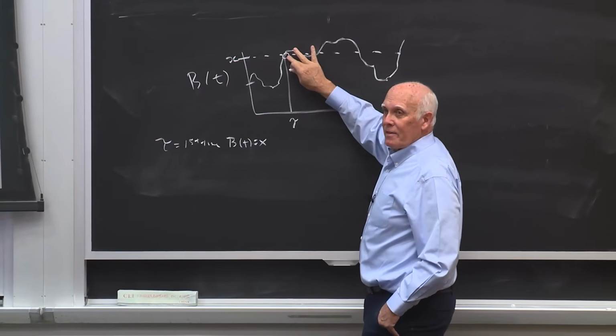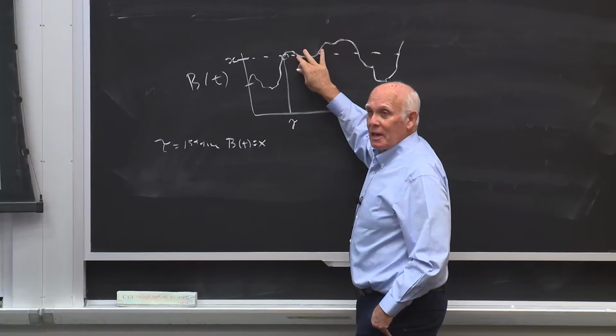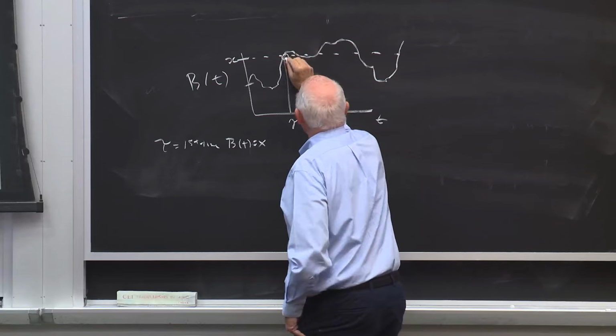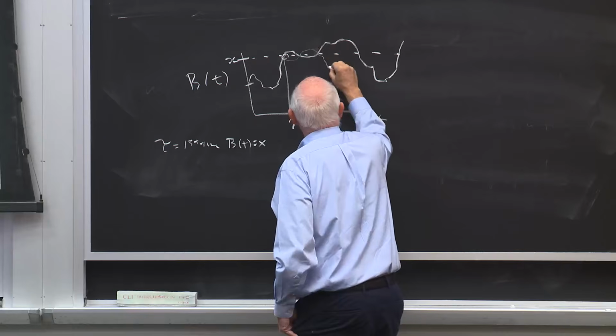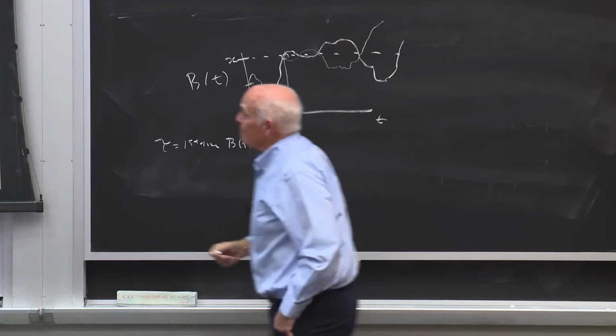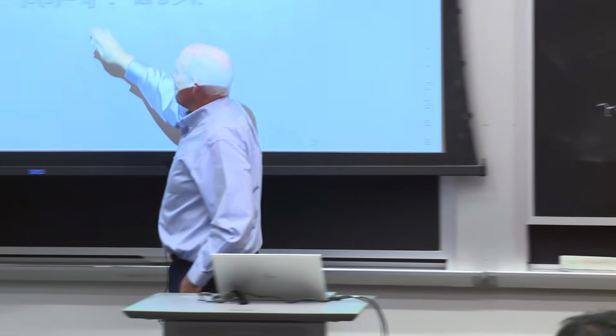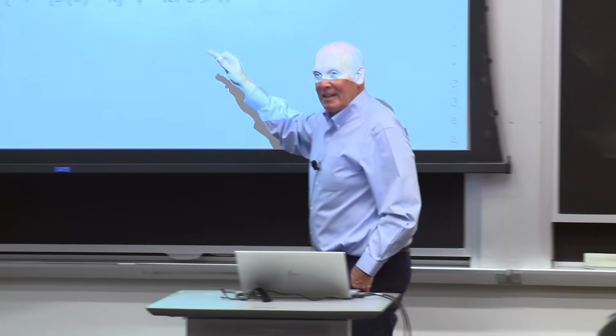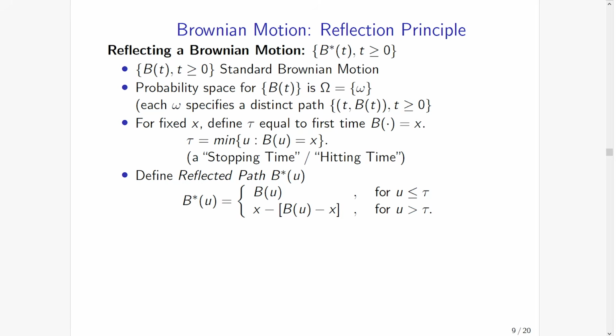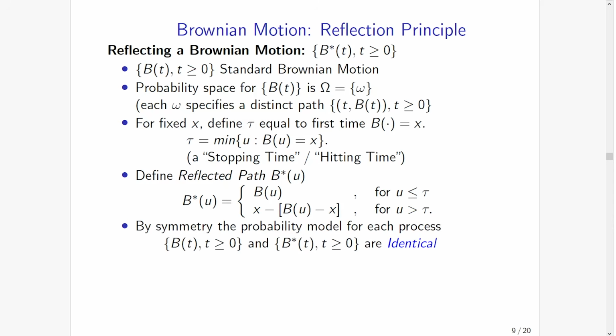If we consider reflecting this path about the level x at time tau, going into the future, so this would be sort of going like this, and then up like that. Okay, this is the mathematical formula for doing a reflection of B about x. And we'll see some examples of this in a minute. But what is important in these reflected paths is that the probability model for the original process and the reflected process, those are identical.